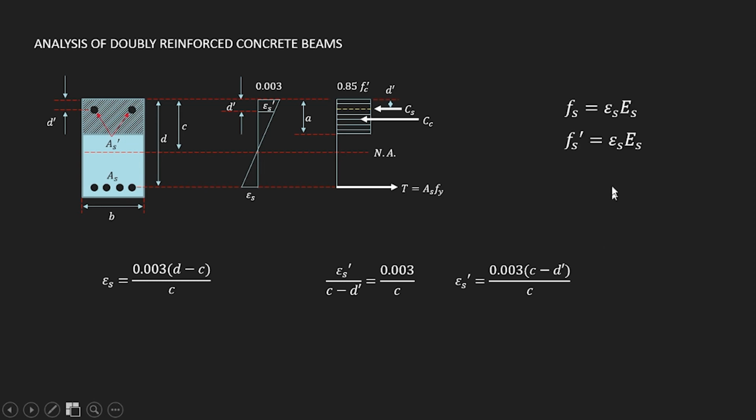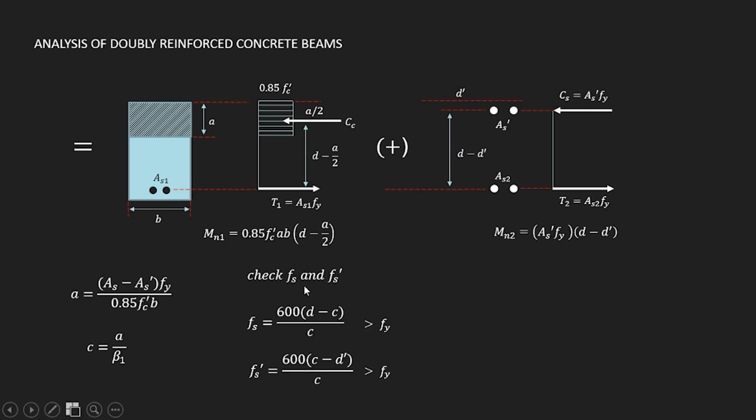But guys, we can multiply those strain values by the modulus of elasticity. So we get the value for Fs, that is 600 times D minus C all over C. And for Fs prime, we have 600 times C minus D prime all over C. These formulas we need to remember so we can know if our steel yields or not.